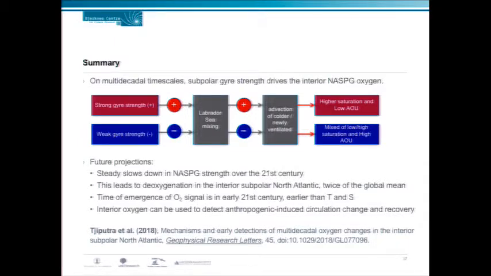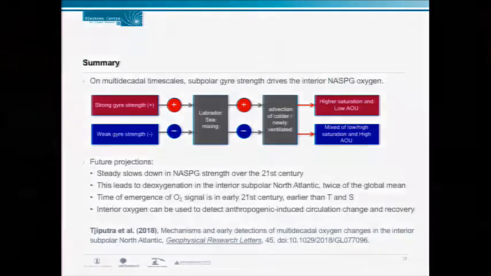Yes, to summarize, on multi-decadal timescales, we identify an important process controlling the dynamic, which is the gyre variability that affects the Labrador Sea mixing and then the advection, the source of water mass entering the subpolar North Atlantic. And we've seen that all of the CMIP5 models show a decline of this strength into the future. This leads to deoxygenation in these regions, which is twice the global mean.